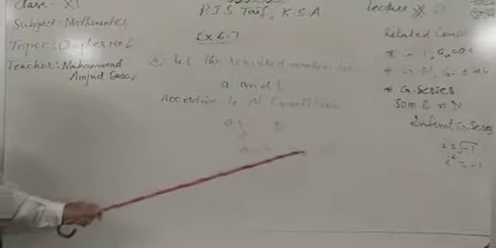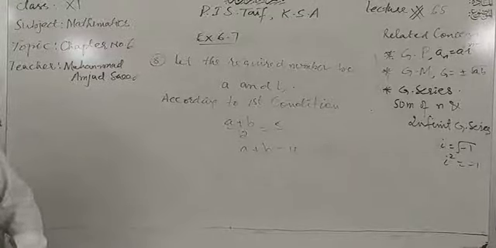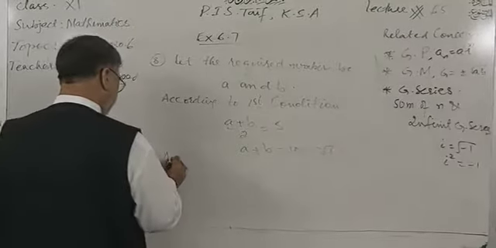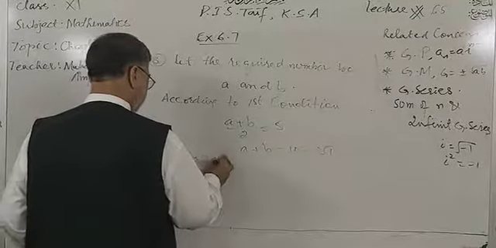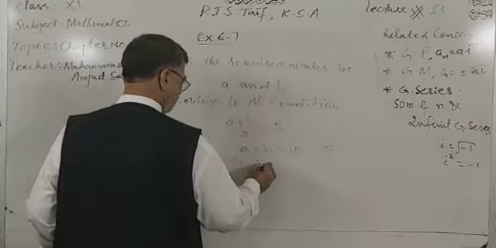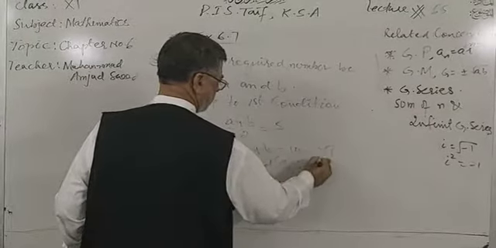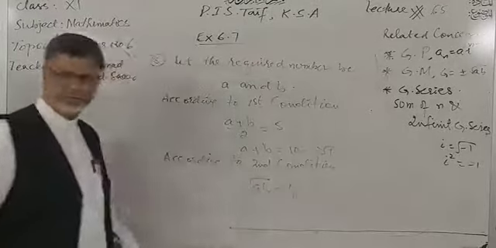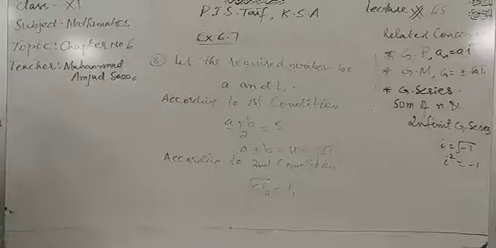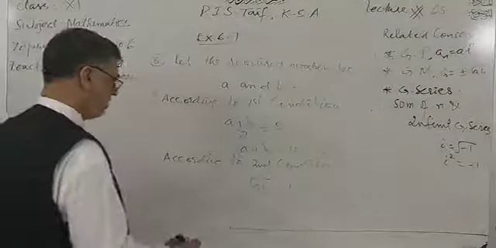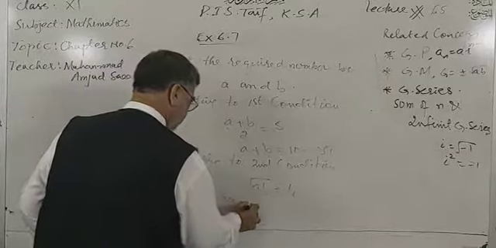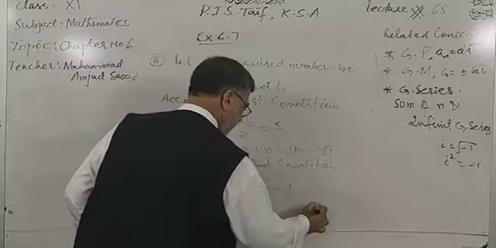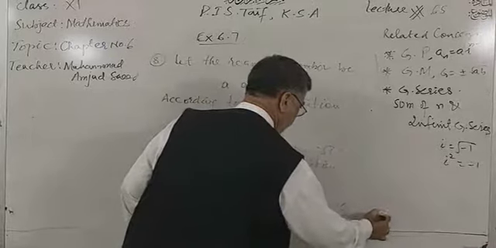So take 2 to the other side and name it equation number 1: A + B = 10. The second condition is that the positive geometric mean is 4. Find the numbers. According to the second condition, the positive geometric mean is equal to 4. Squaring both sides, AB is equal to 16. This is equation number 2.